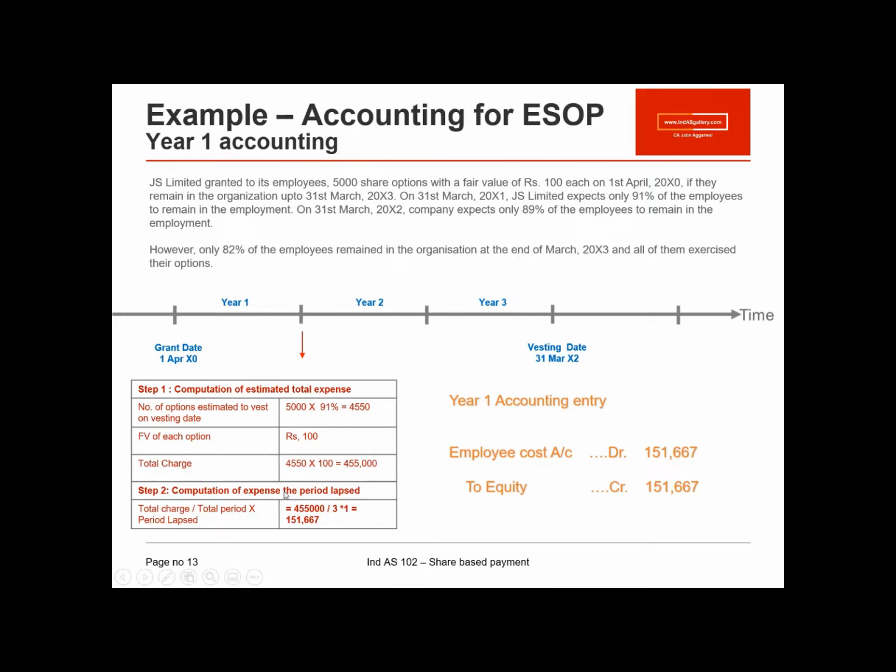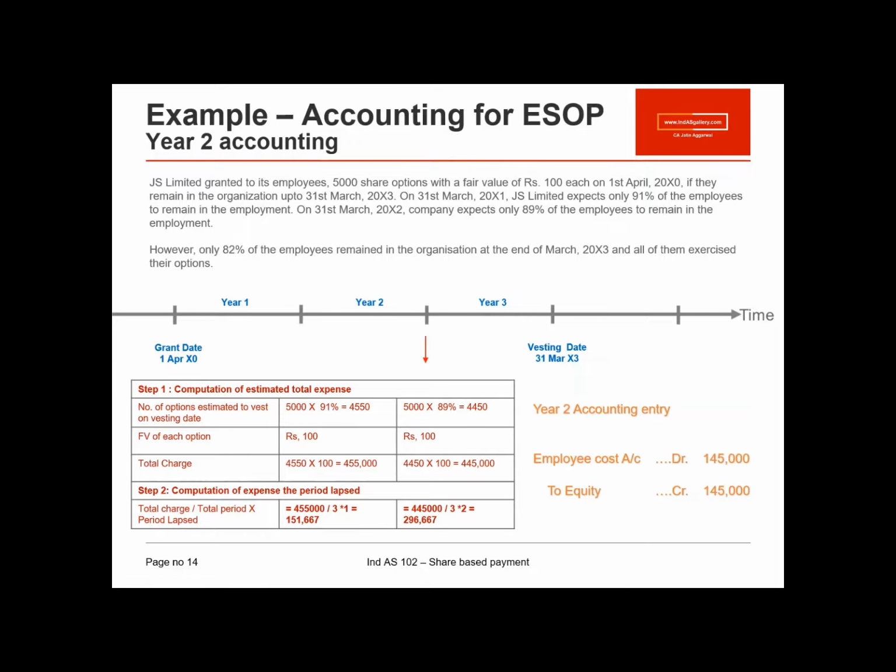Only 1 year has lapsed, so my expense should be 455,000 divided by 3, the total number of years, multiplied by the number of years that have lapsed, that is 1 year, which gives me 151,667. So my accounting entry at the end of year 1 will be employee cost account debit to equity reserve, which is 151,667. Now let's look at what will be our accounting at the end of year 2.